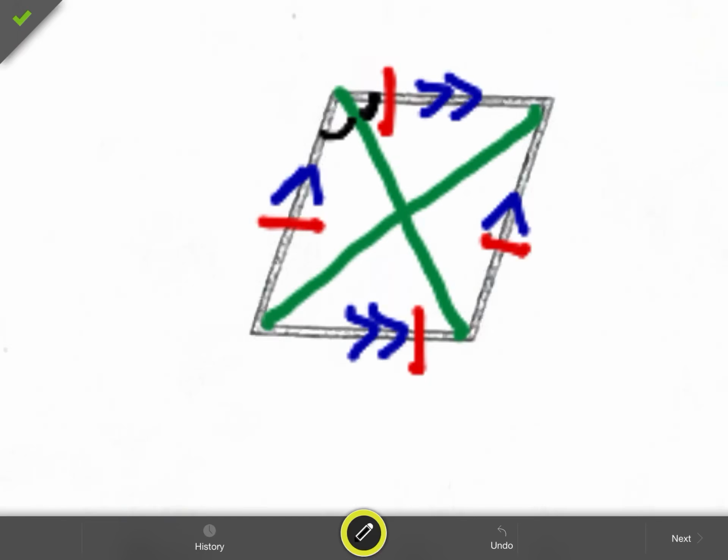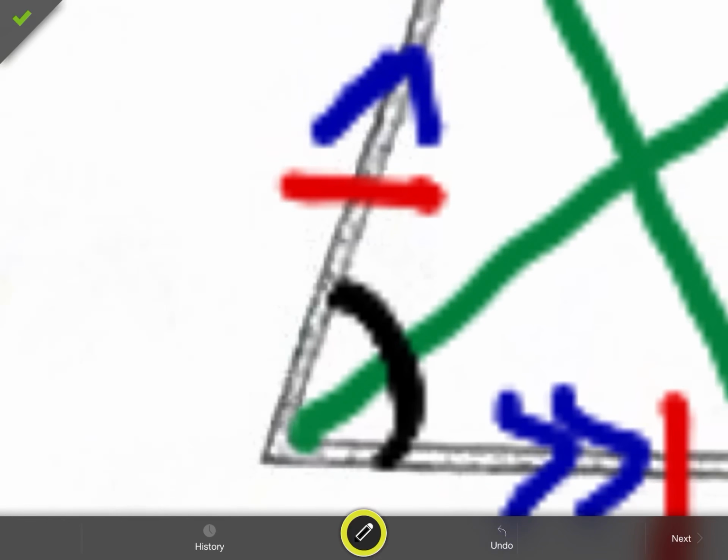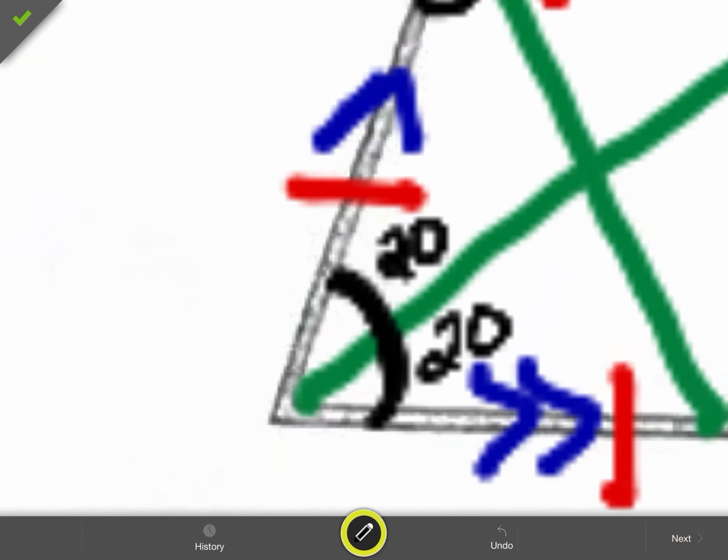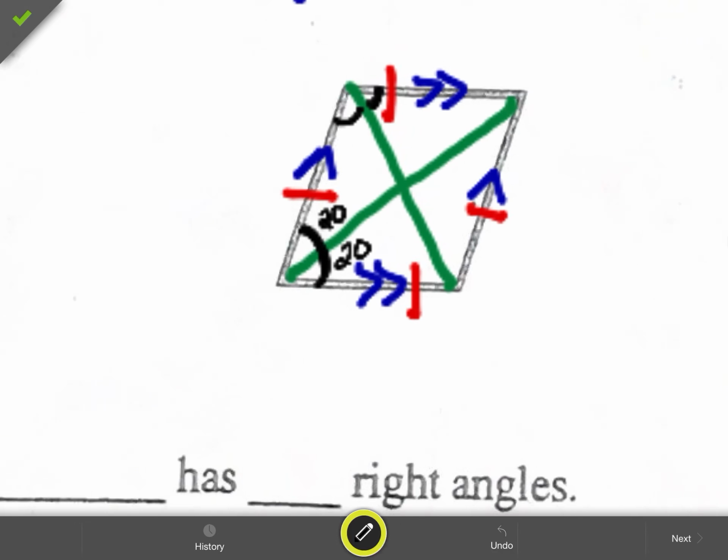So in other words, they may tell you, oh, this whole corner right here that I marked, well, let's do it down here. This whole corner right here is 40 degrees. Diagonals bisect would make this 20, and that's really hard to read, and this 20. That's what they mean by bisects.